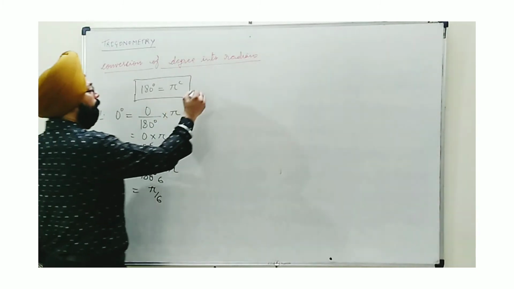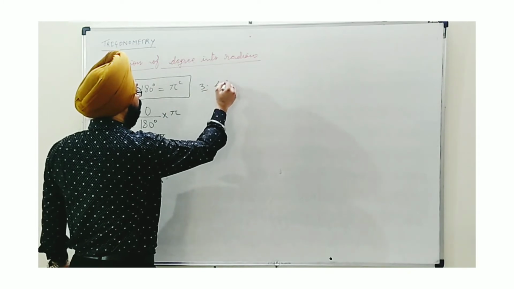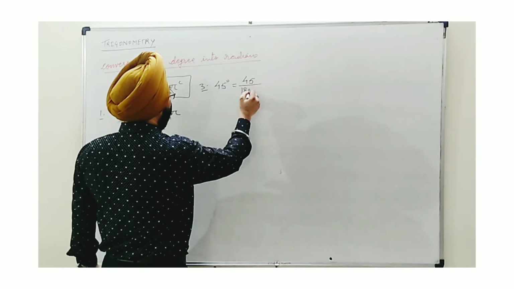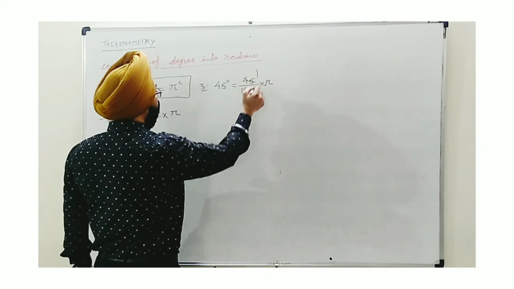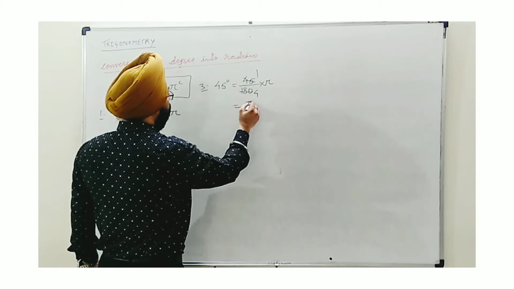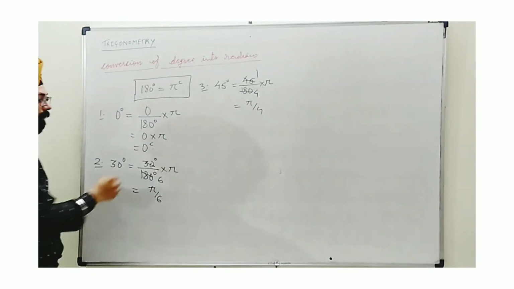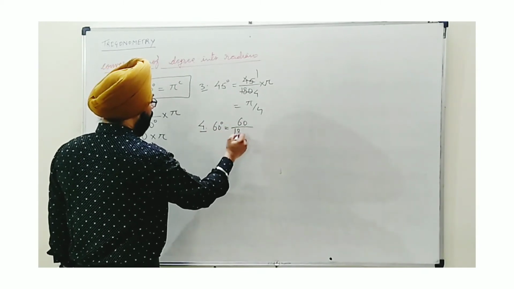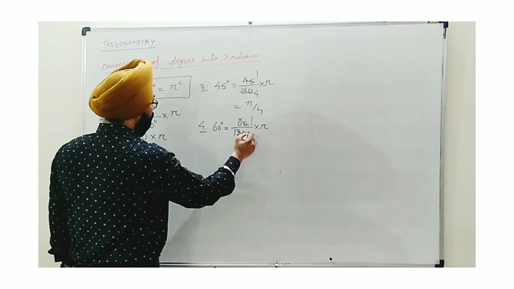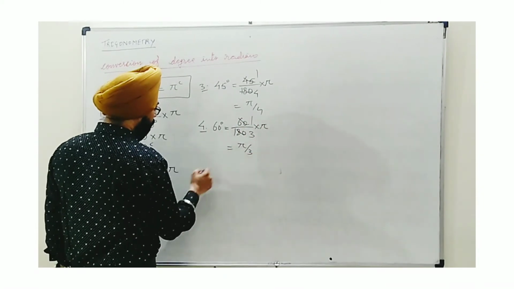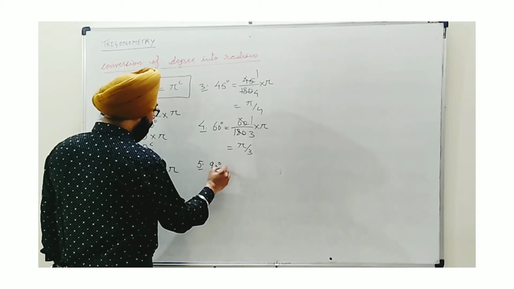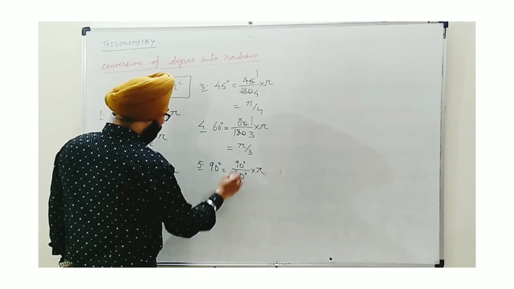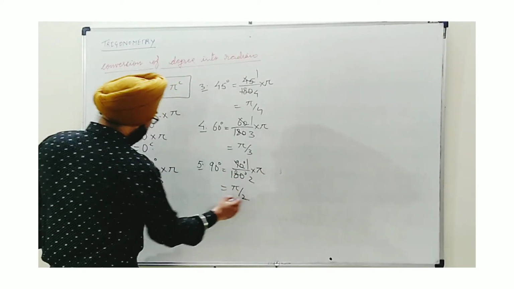Next, it was 45 degree. This can be converted as 45 divided by 180 into pi, and 45 ones are 45 and 45 fours are 180, so this comes pi by 4. Further we can go. 60 degree: 60 divided by 180 into pi. 60 ones are 60 and 60 threes are 180, so pi by 3. And the fifth one, what was that? 90 degree. So 90 upon 180 into pi, and 90 ones are 90 and 90 twos are 180, so we get pi by 2 radian.